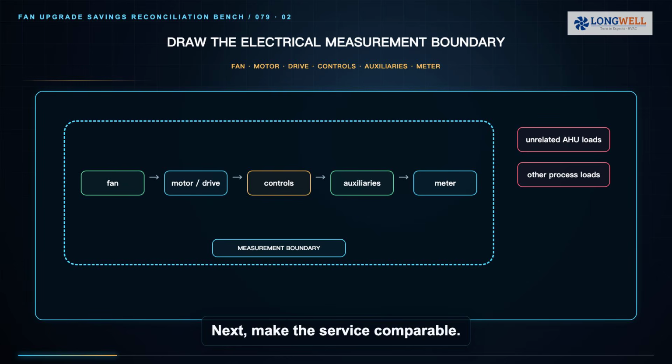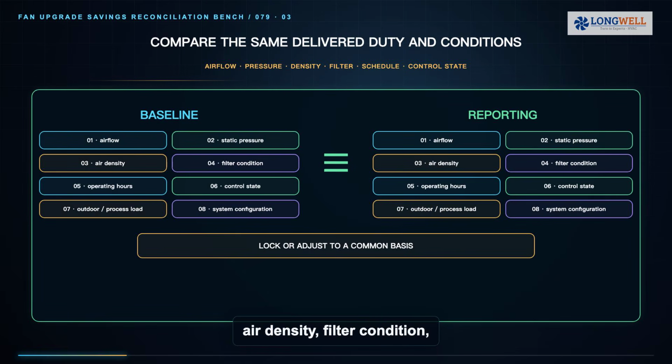Next, make the service comparable. Match delivered airflow, static pressure basis, air density, filter condition, operating hours, control state, outdoor or process load, and system configuration. If conditions cannot be held equal, define an adjustment before seeing the result. A lower kilowatt reading at lower airflow is not verified efficiency savings.